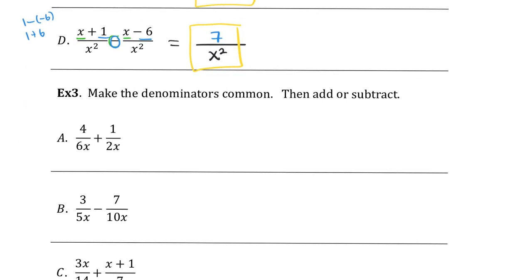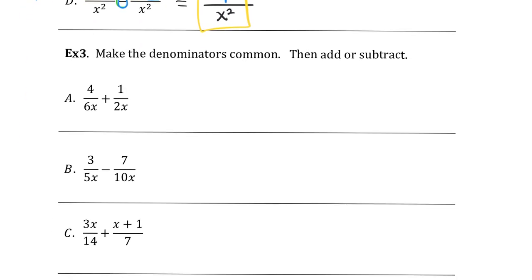Okay, last example. They do not have a common denominator, so we're going to make a common denominator, and then we will add or subtract. I see that this denominator is 6x, it's 4 over 6x, this is 1 over 2x. I'm going to try to make the 2x into a 6x, because if I do 2x times 3, I will get 6x. If I do it to the denominator, I do it to the numerator. Let me rewrite this. So now I have 4 over 6x plus 3 over 6x. So now I have a common denominator of 6x. And then 4 plus 3 is 7 over 6x.